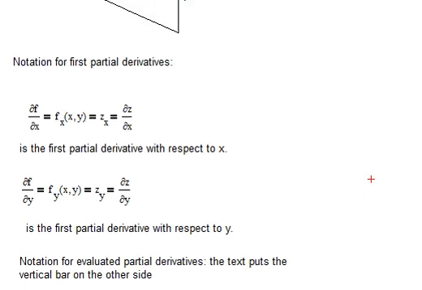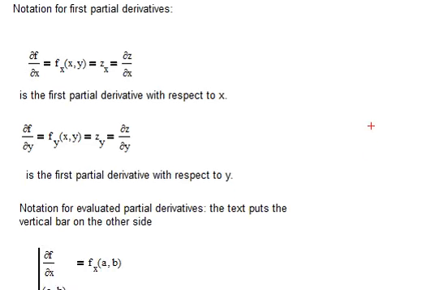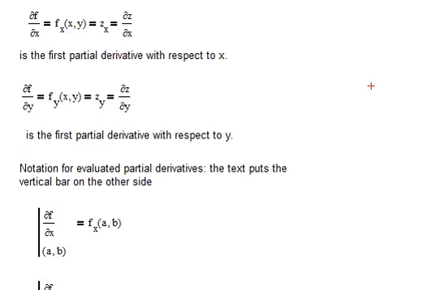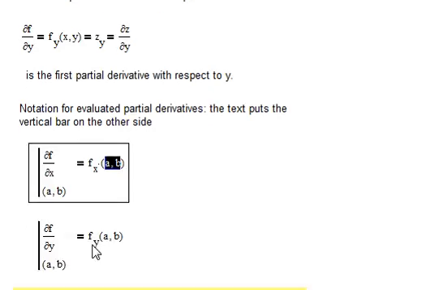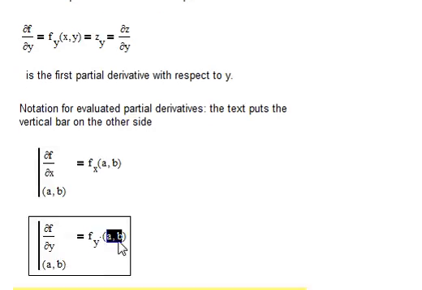So the text puts the vertical bar on the other side to show the partial derivative of f with respect to x evaluated at the point where x equals a and y equals b. I can't notate it that way with my software, but I will probably notate it like this. This is the partial derivative of f with respect to x evaluated at the point (a, b), and this one is the partial derivative with respect to y evaluated at the point (a, b).